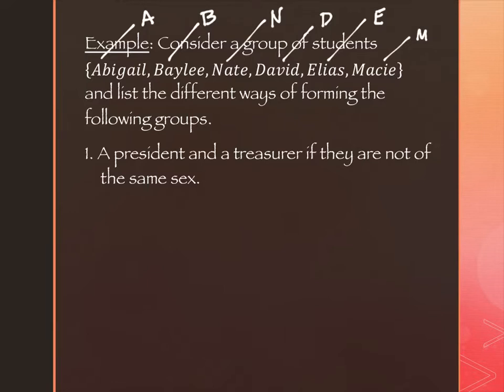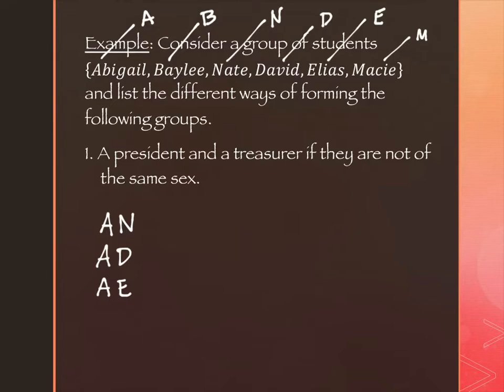So I could choose to have Abigail as the president. Abigail's a girl, and according to the conditions I'm given, that means I need a boy to be listed as the treasurer. So I could put Abigail with who? Nate. Or I could put Abigail with David, or I could put Abigail with Elias.